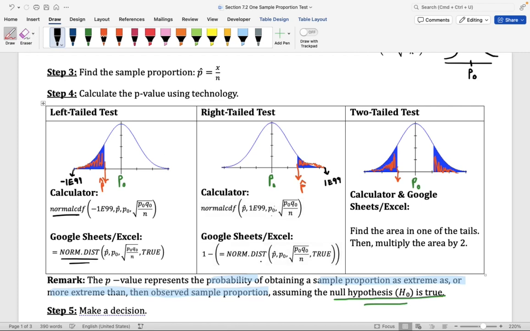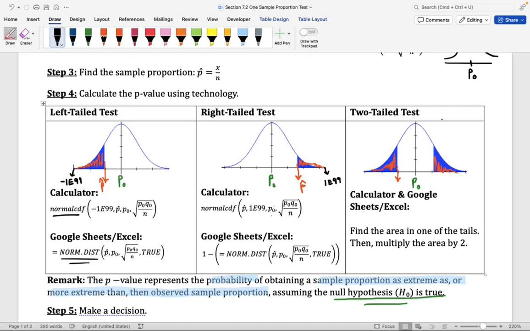Now, if you're doing this with Google Sheets or Excel, you're going to use the function norm.dist. You're going to enter the p-hat value, the mean, and the standard deviation. Remember, this function is going to give you the area to the left of p-hat. However, you want the area to the right of p-hat. So that is why we need to take 1 minus the area to the left of p-hat. That is going to be the function that you use if you're trying to find the probability above p-hat.